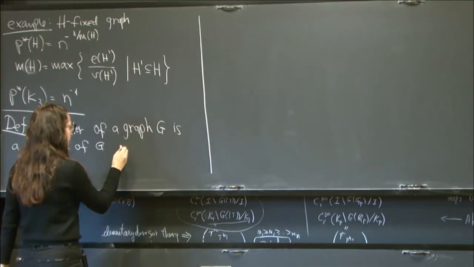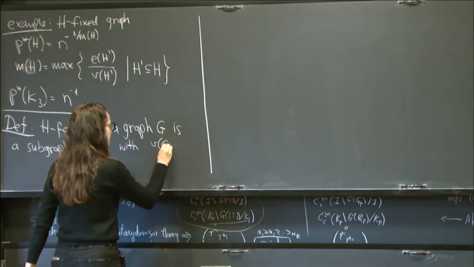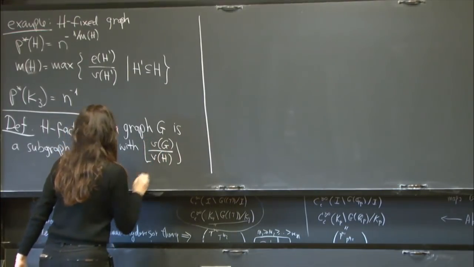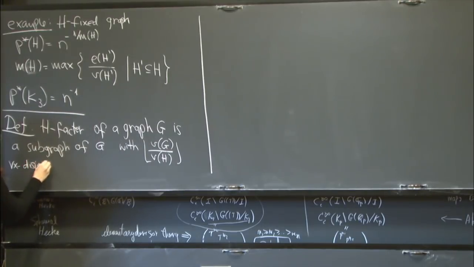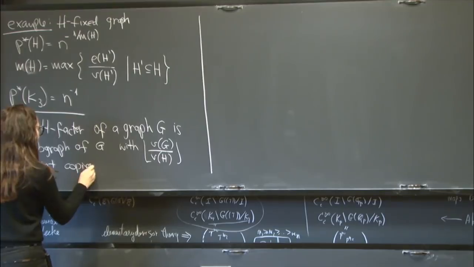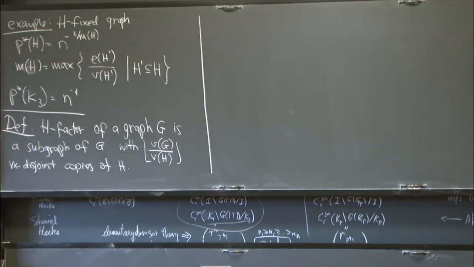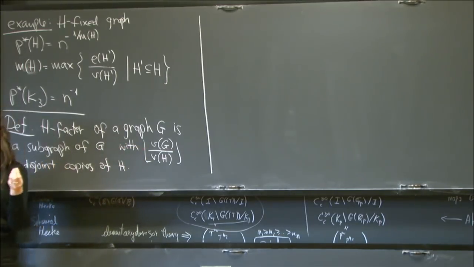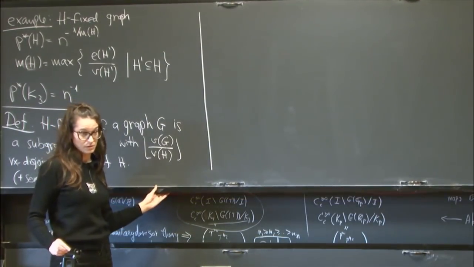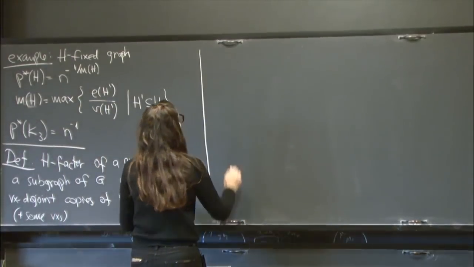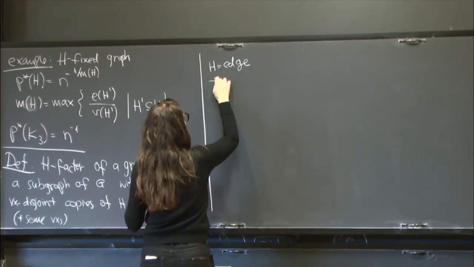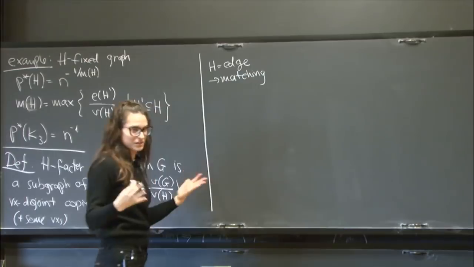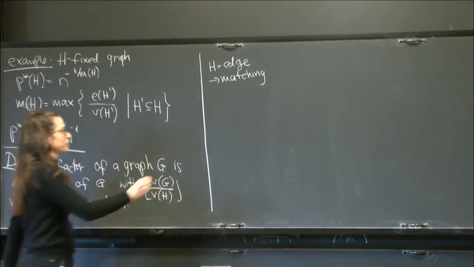A subgraph of G with the number of vertices of G divided by the number of vertices of H vertex disjoint copies of H. Okay, so this graph is already not fixed. It depends on the number of vertices of G. And if we want to think of the rest of the vertices as isolated vertices. So for example, if H is an edge, then it's a matching. Actually, a perfect matching, up to one vertex at most.